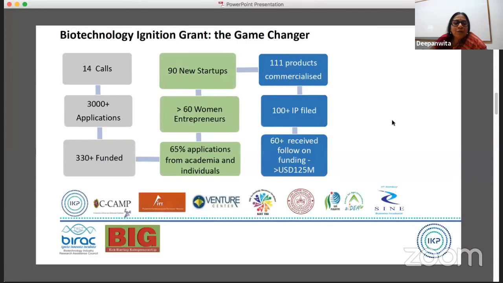The Biotech Ignition Grant is a game changer. I've just listed the 8 partners across India for BIG, which are IKP, CCAMP, FIT, Venture Center, KIIT TBI in Bhubaneswar, IIT Kanpur, BioNEST. We have Idea Narm in Hyderabad, which is focused on agri, and SINE IIT Mumbai. All of these partners you can approach to get a BIG grant, because I saw in the poll, 65% of you are interested in this.